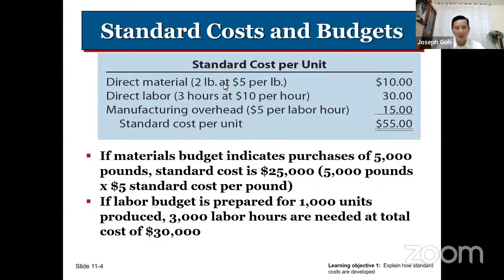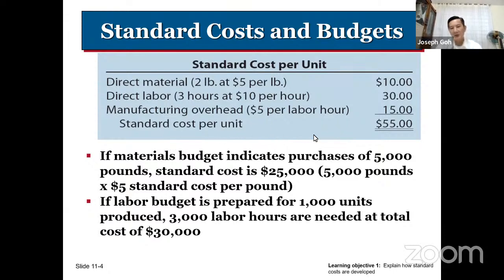That means let's say it's 2 kg, so 2 kg times 5, because it's $5 per kg. Labor is 3 hours times 10, so it's $30. The manufacturing overhead is $5 per labor hour. So 5 times 3. One labor hour is $5 for the overhead to be applied or assigned. So they use direct labor as their allocation base. So 5 times 3 will get 15. That's how they build up the standard cost per unit.